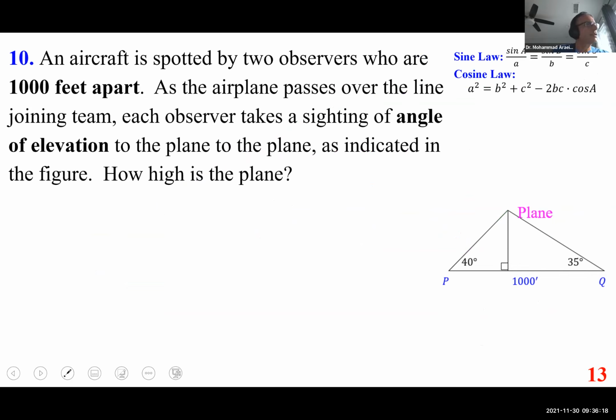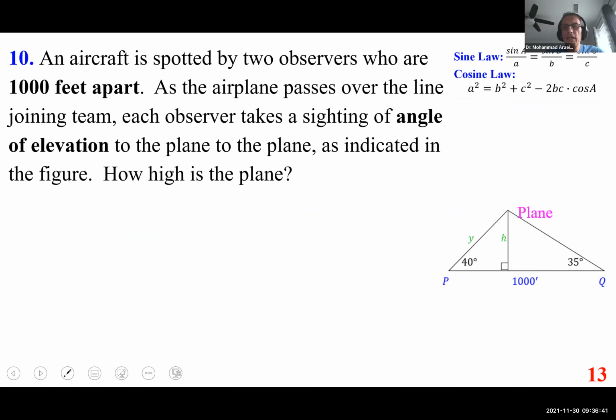Could you please read this? An aircraft is spotted by 2 observers who are 1,000 feet apart. As the airplane passes over the line joining them, each observer takes a sighting of angle of elevation to the plane as indicated in the figure. How high is the plane? Excellent.